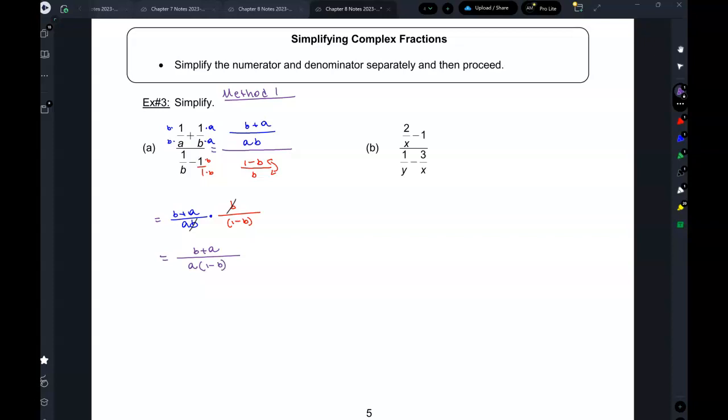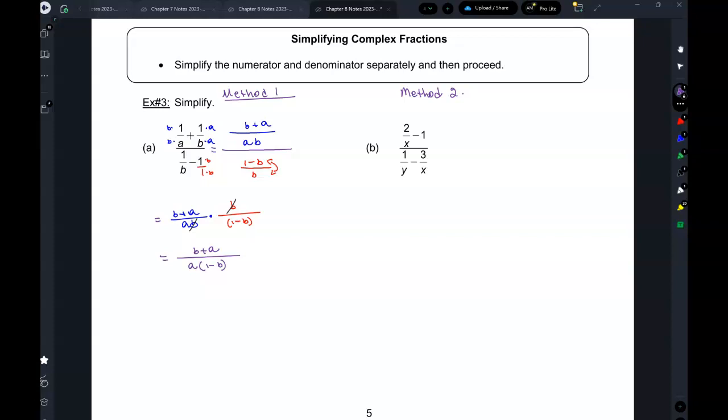And again, do not cancel those A's, right? Because the A on top is being added to B plus A. So that's method 1, right? We have the main fraction and we're working top and bottom as mini problems, and then we combine this way. Right, so let's talk about method 2.